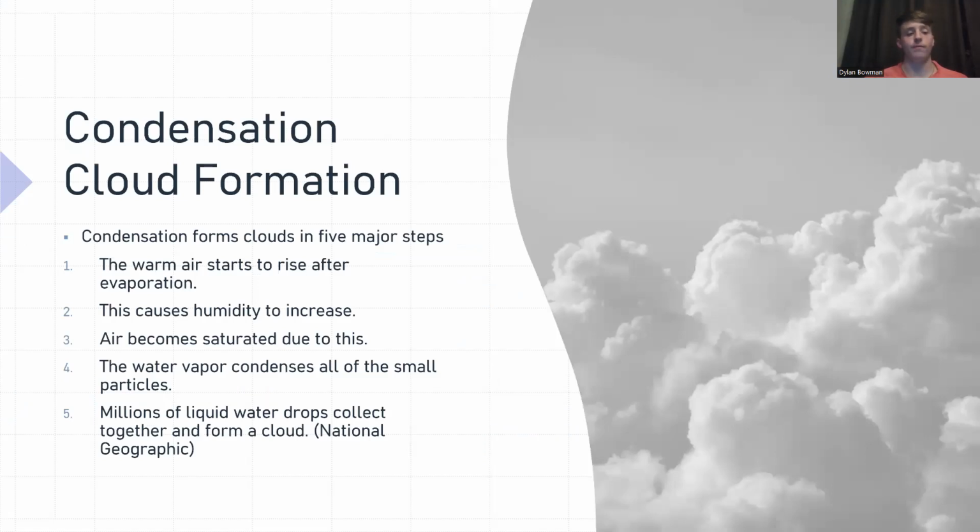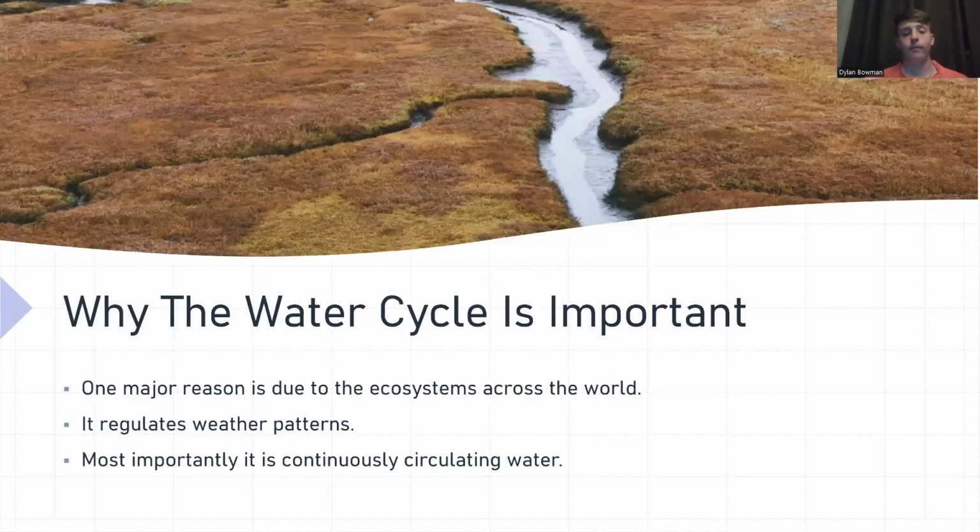Condensation cloud formation. There's 5 major steps. The warm air starts to rise after evaporation. This causes humidity to increase, air becomes saturated due to this, then water vapor condenses onto all the small particles until millions of liquid water drops collect together and form a cloud.